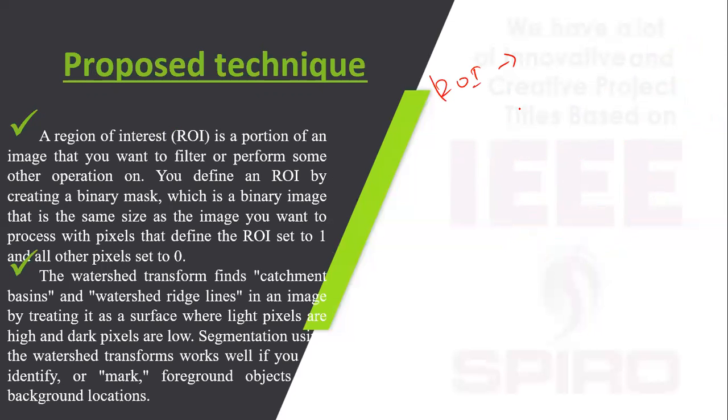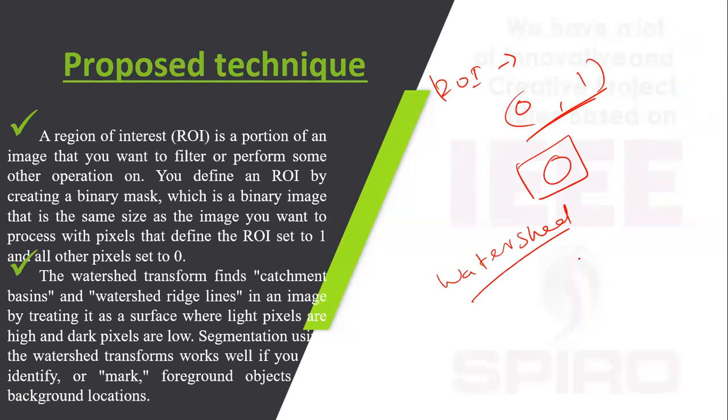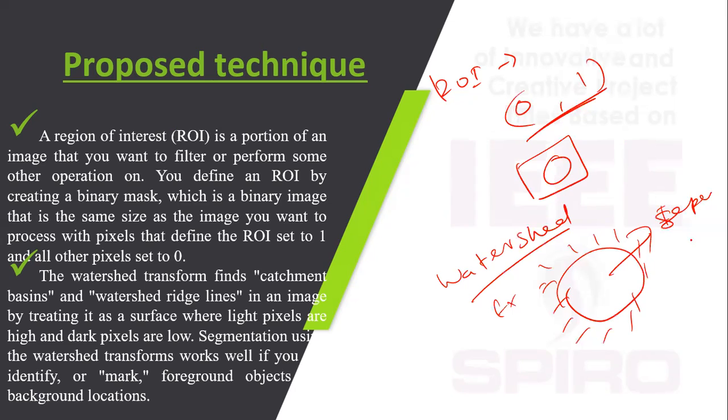In the proposed model, ROI takes a value of 0 and 1 to locate the tumor. And watershed is like a pond. These are the land. So, for example, this is a pond and a located area. It identifies and separates the things.